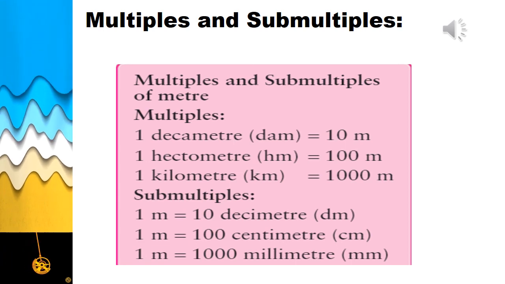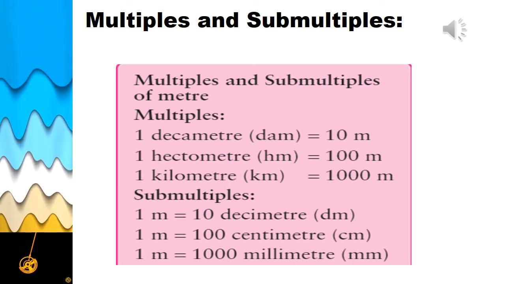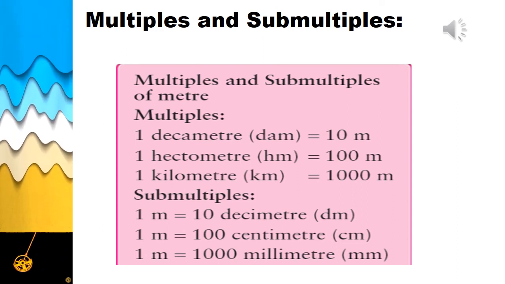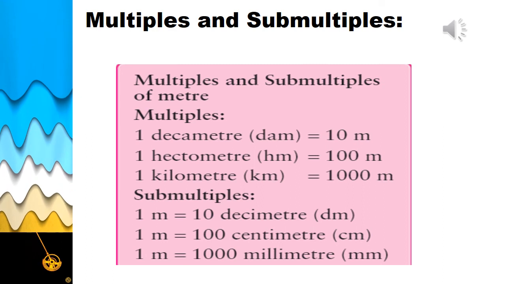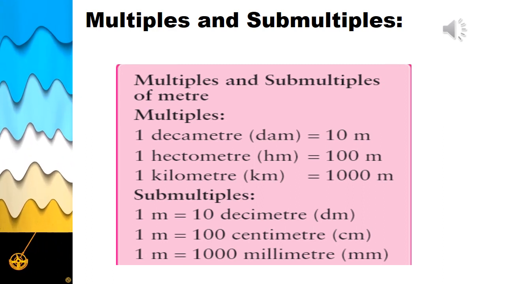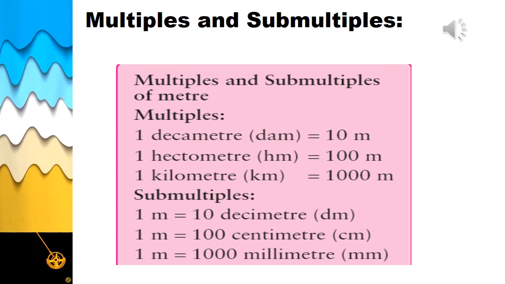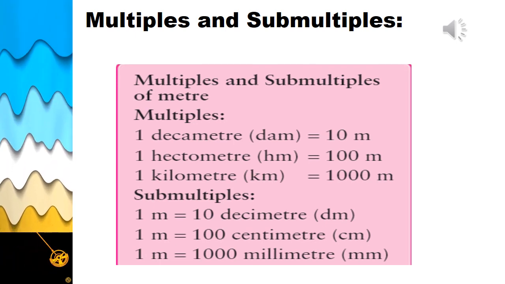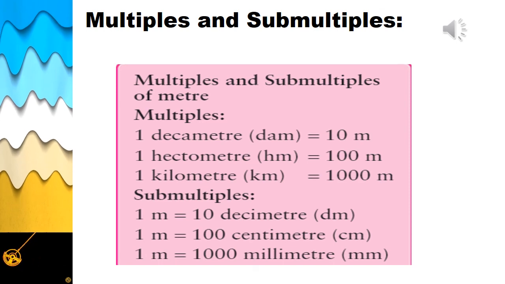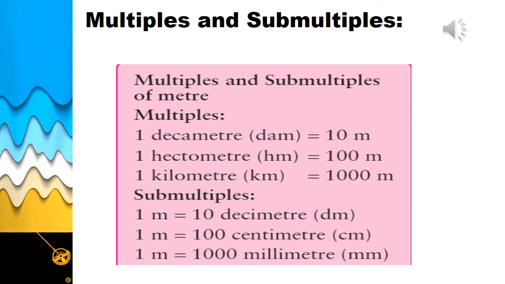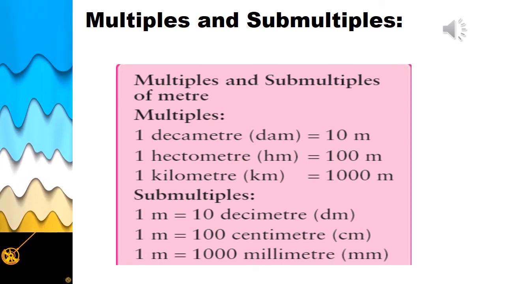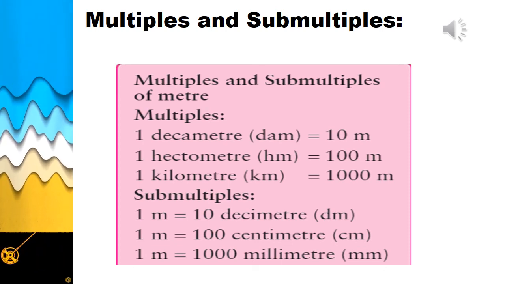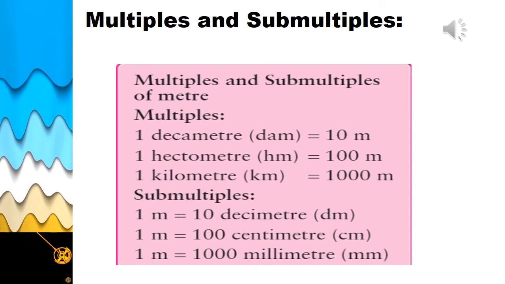If you see in multiples, you have the larger quantities, that is 1 decameter, 1 hectometer, 1 kilometer. How is the conversion? It has been written there in meters. In submultiples, you have decimeter, centimeter, millimeter. So 1 meter is equal to 10 decimeters, 1 meter is equal to 100 centimeters, and 1 meter is equal to 1000 millimeters. This way it is converted.